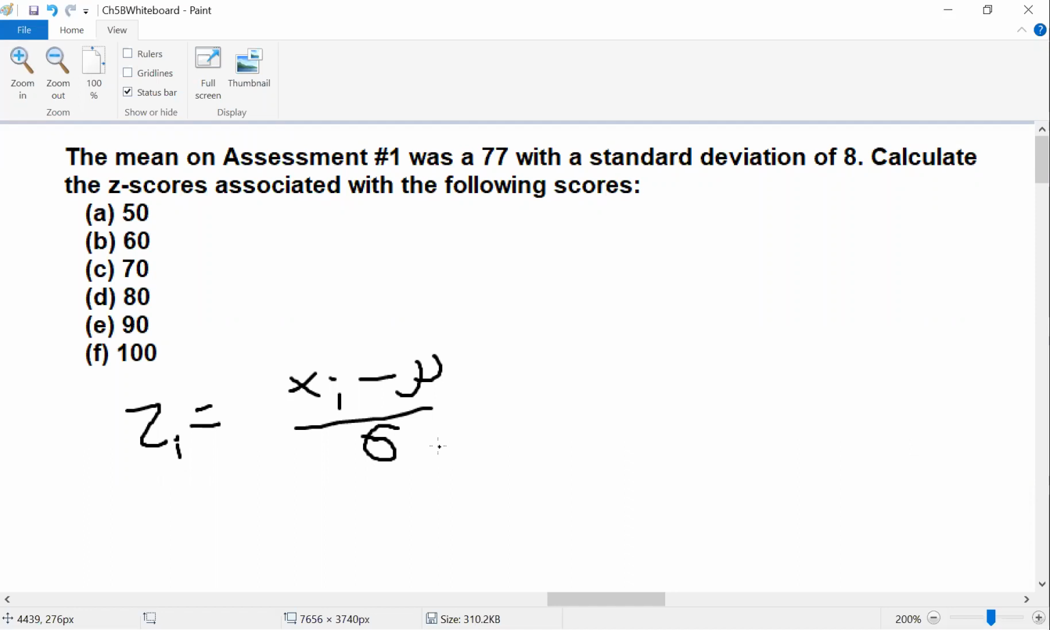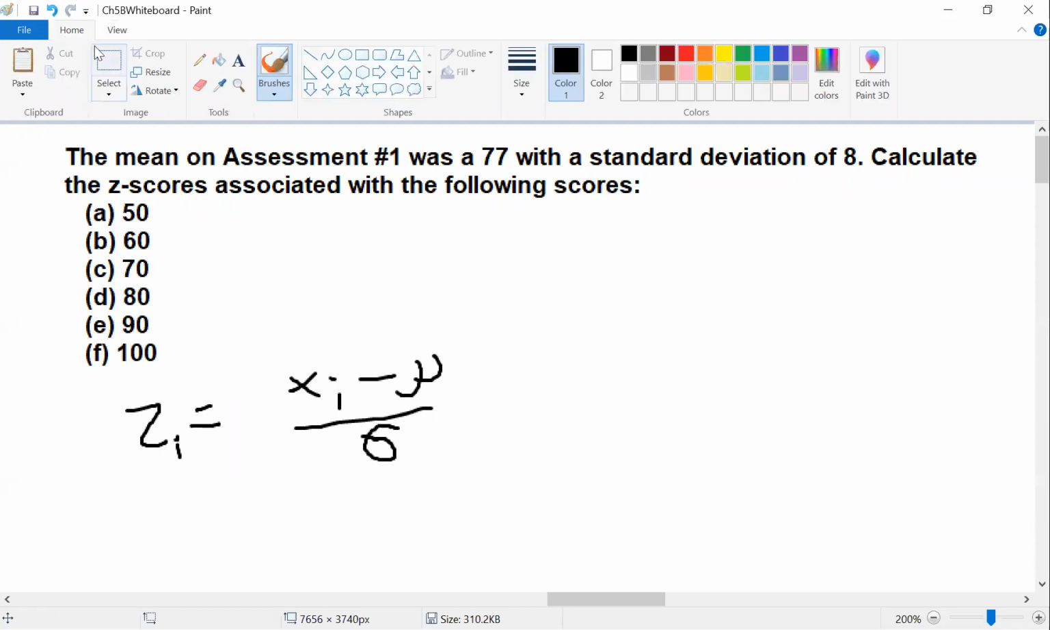Note, for all of these, every single time you use the formula, mu is going to be the same and sigma is going to be the same. The only thing that changes is your xi. Let's save us a little bit of space. I'm going to move this over here.